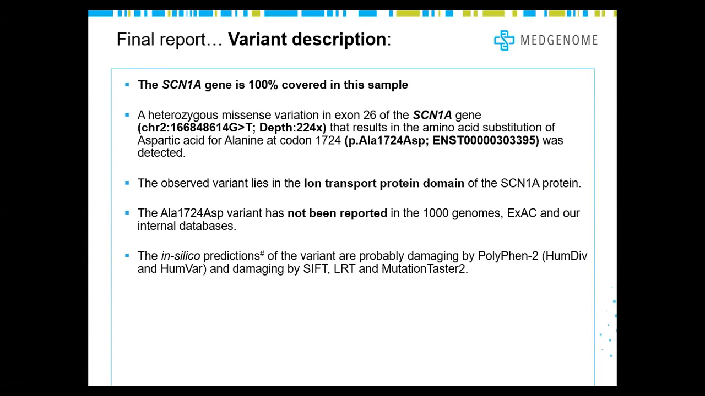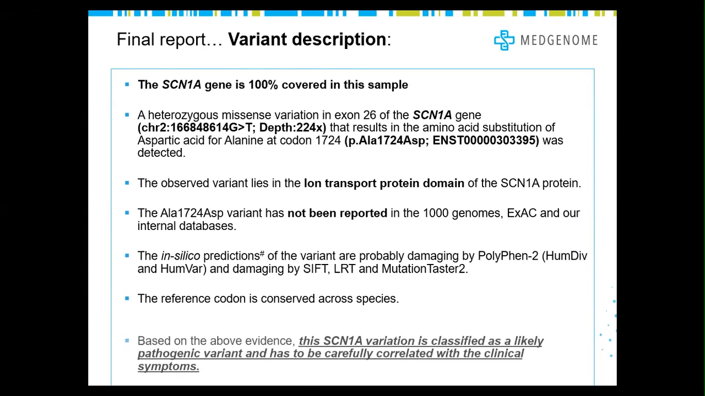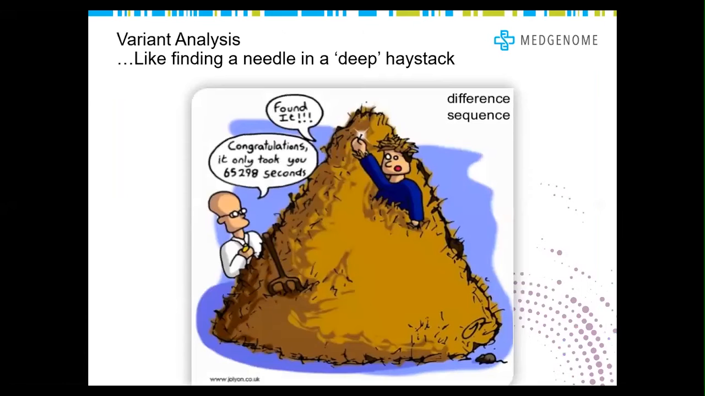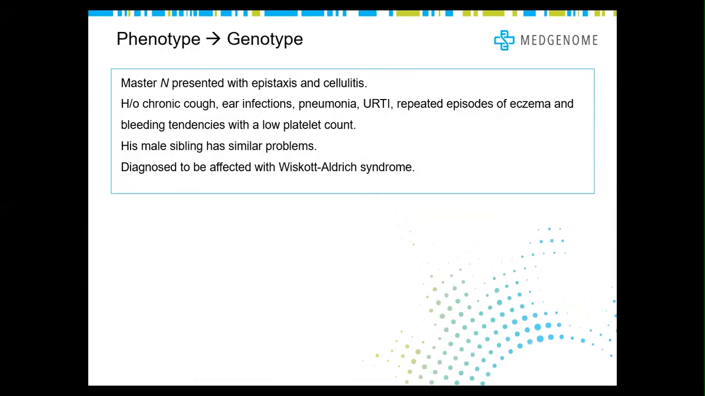And then we use the in silico prediction tools, and it is probably damaging by 1, 2, 3, 4 of the prediction tools. So it becomes significant again. And then the reference codon is conserved. So based on so many evidences, finally the variation would be classified as likely pathogenic. And then again, we have to correlate it with the clinical symptoms also. So this is finally how we find a variant.